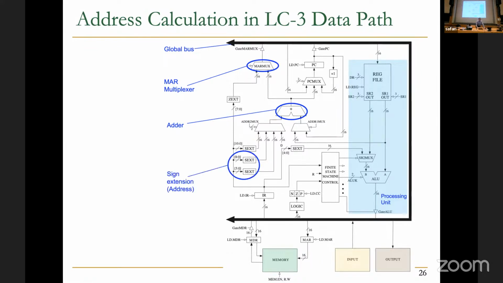Okay, you can see the sign extension logic over here, and we've seen the 9-bit offset as well as the 6-bit offset. They're going to get sign extended. We have not seen the 11-bit offset, but that's part of the ISA also.